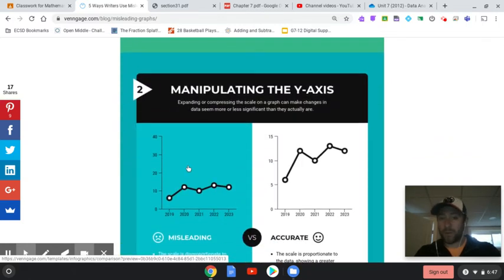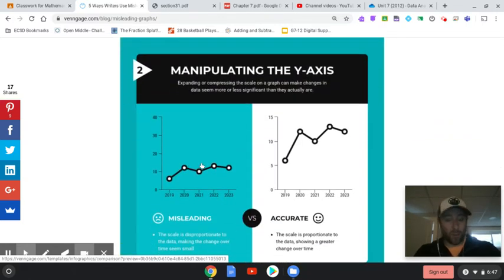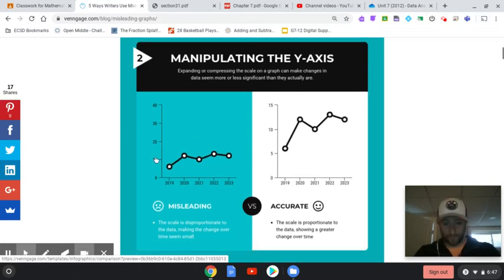2 is manipulating the y-axis. You are the one, when you make a graph, that gets to decide what kind of a scale you put on the y-axis. But if you make that scale either too big or too small, you change the way things look. This is showing you all the same bottom part, 2019, 2023, but this one goes 0, 10, 20. It's counting by 10s. And this one goes 0, 5, 10, 15. It's counting by 5s. Look at the difference in the line that's on the graph when you go up by 5s and go up by 10s.